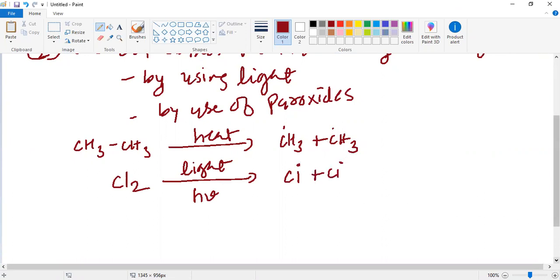Sometimes what happens, my dear students, is that we use the peroxides. So which are the peroxides used? Peroxides are used to obtain.